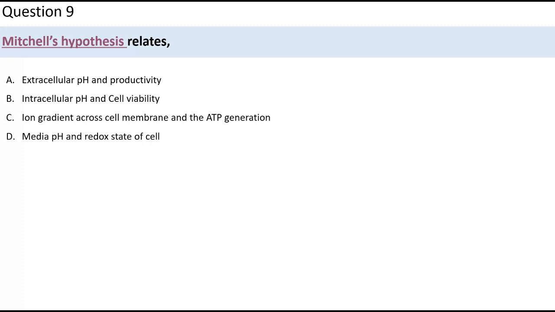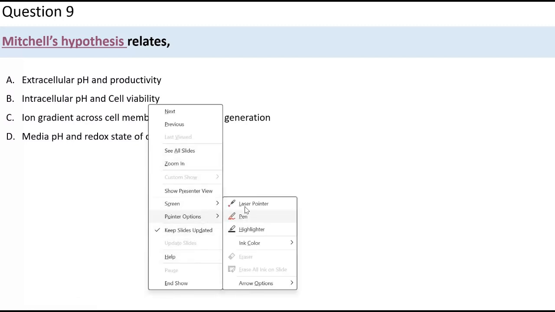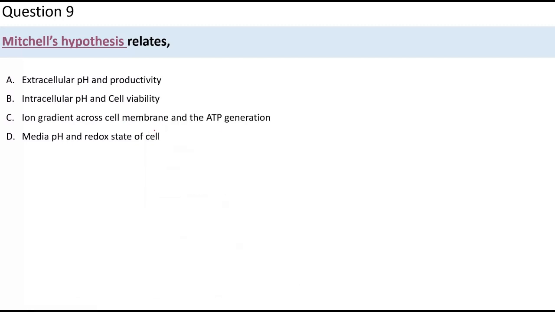So when the H plus ion is passing through the ATP synthase from the outer membrane to the inner membrane, every 3 H plus ions give rise to 1 ATP generation. This is what was explained in the video, and yes, Mitchell's hypothesis, which defines the chemiosmotic theory, is related to the ion gradient across the cell membrane and the ATP generation. So that is the right answer. Media pH and redox state of the cell, no. So the right answer is option C.